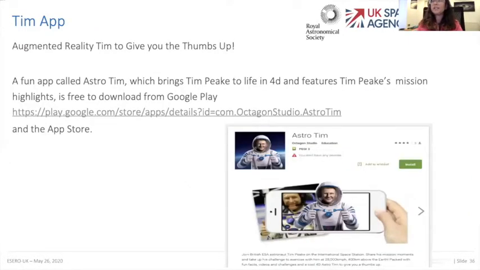And then there's lots of fun things as well. For example, the Tim Augmented Reality app, where you can download an app onto your phone or iPad, and if you hold your iPad onto a class desk, a little Tim Peake pops up, and he can walk around on your desk and give you a thumbs up and stuff like that, which is just a nice bit of fun.